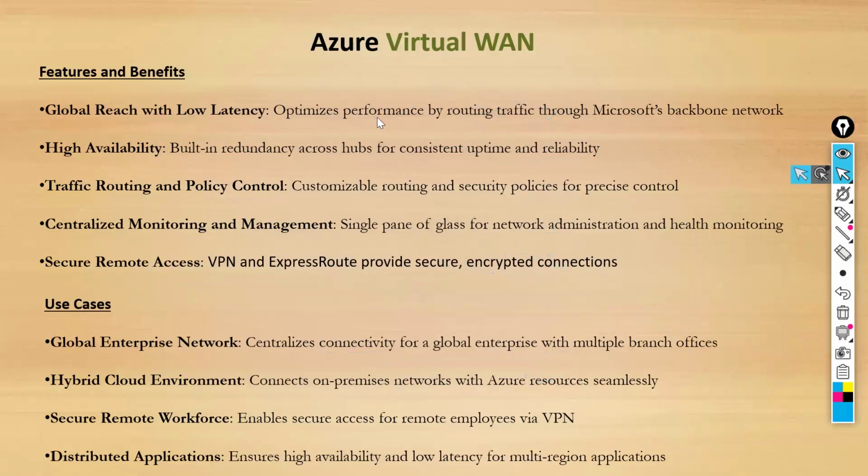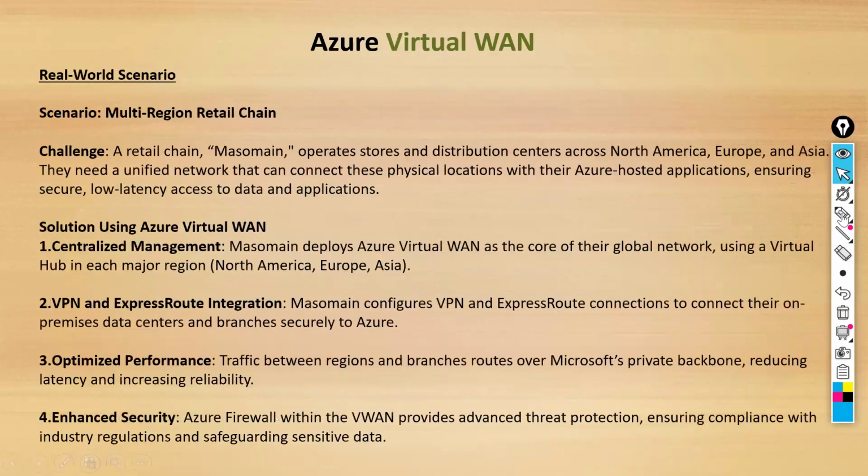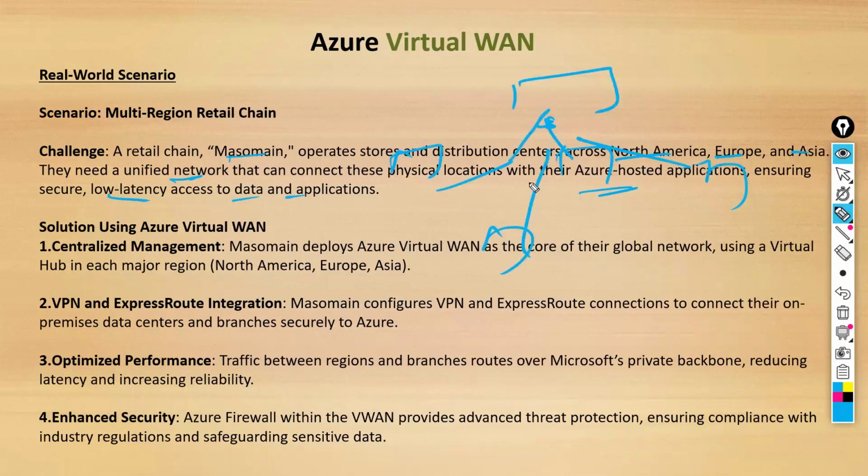Now let's do one thing. This is a real scenario where I got the exposure to work on this kind of setup. Let's say one of the companies operates distribution centers across the world, in North America, Europe, and Asia. Now they want a unified network which connects all those physical locations with their Azure-hosted application. At the same time, they want low latencies to access their data and applications. So they have different regions, and they want a unified, centrally managed system with low latencies and higher speed.